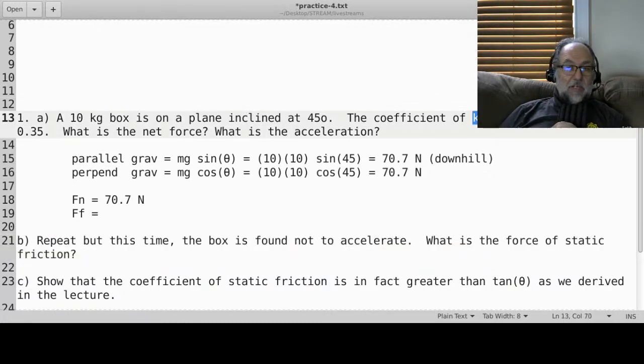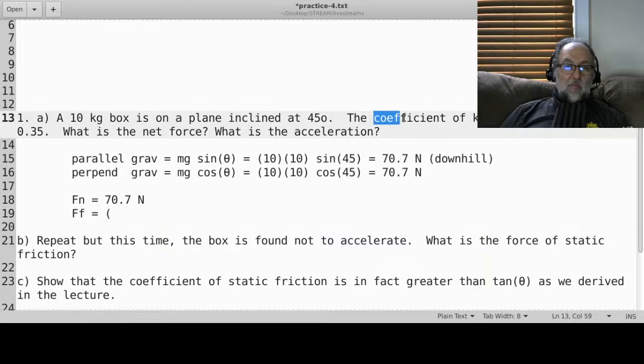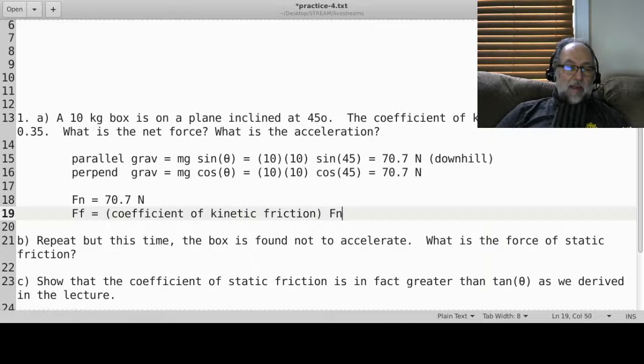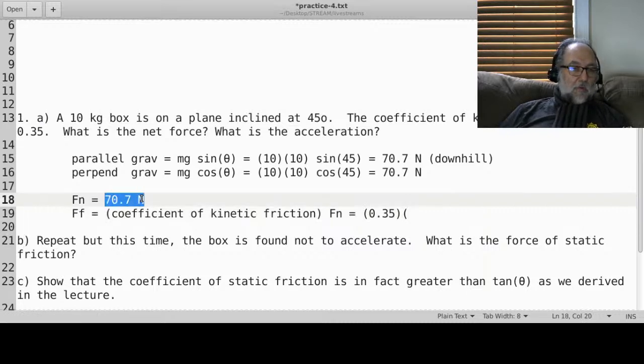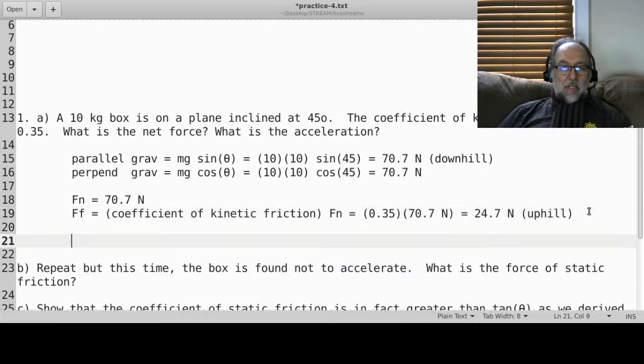For kinetic friction, there's a formula. You get the force of kinetic friction by taking the coefficient of kinetic friction and multiplying it by Fn. The coefficient of kinetic friction is given as 0.35, and the normal force is 70.7. That works out to 24.7 newtons, and it's uphill, which you can see from the diagram.